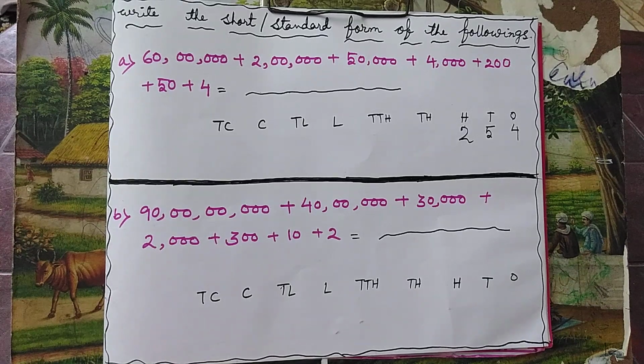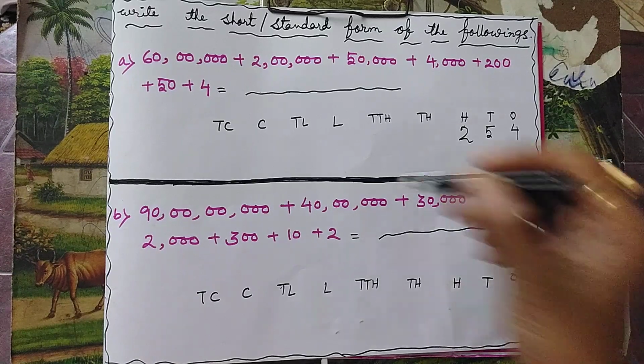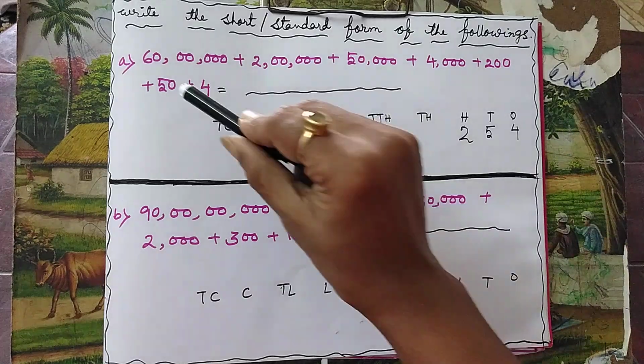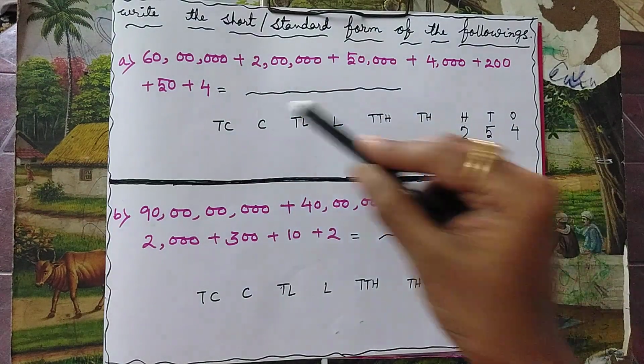Today in this class we will learn how to write the short form or standard form of the following numbers. Two examples are there. What we have to do? We have to write the short form or standard form of the following numbers. Go to the first example.